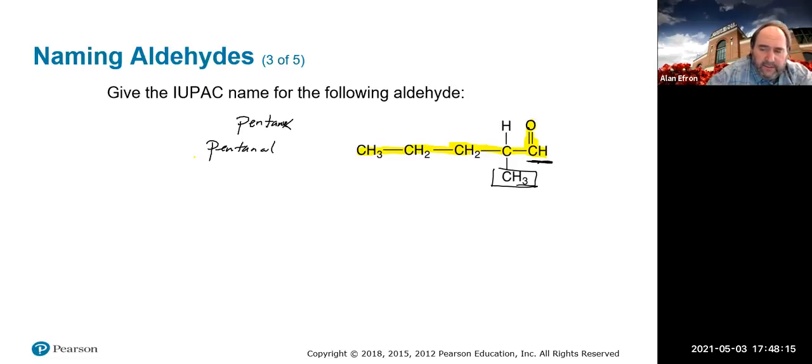So although we don't need to give the location of this particular carbon, it is definitely, for numbering purposes, going to get the priority and be carbon number 1, which means our methyl group here will be at carbon number 2. And that would then be, if it writes, 2-methyl pentanal. Any questions on that one there?